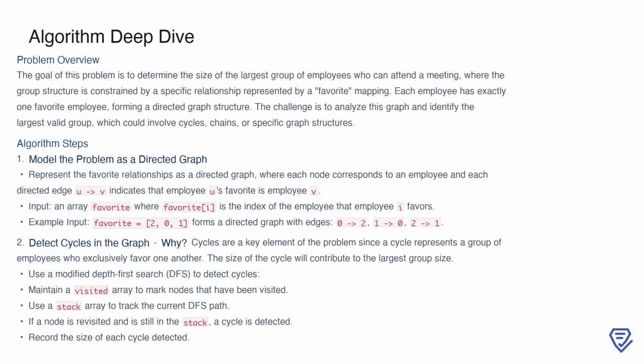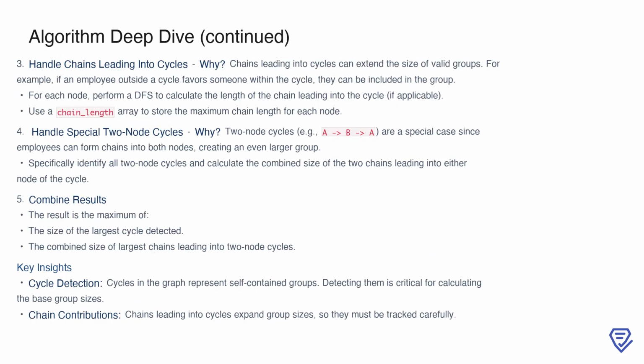Now, let's delve into chains leading into cycles, as they can extend the size of valid groups. When an employee outside a cycle favors someone within the cycle, they effectively join the group. To handle this, we perform a DFS for each node to calculate the length of chains that lead into cycles. We use an array, chain_length, to store the maximum chain length for each node.